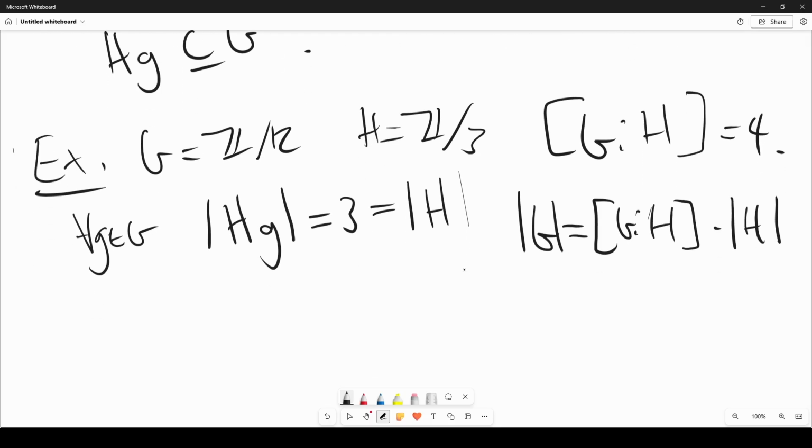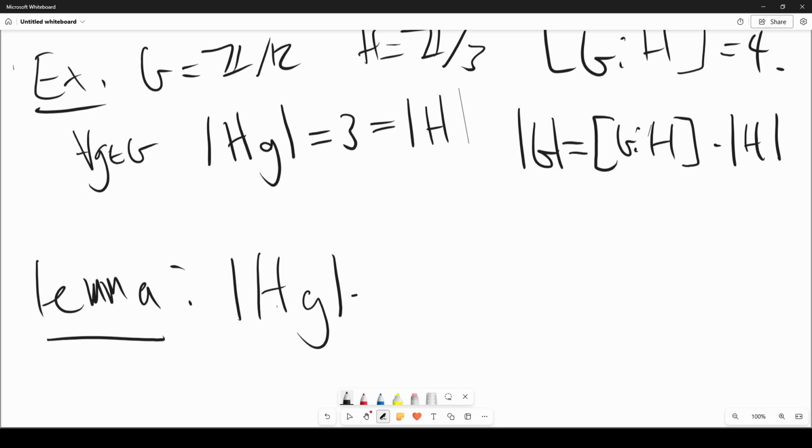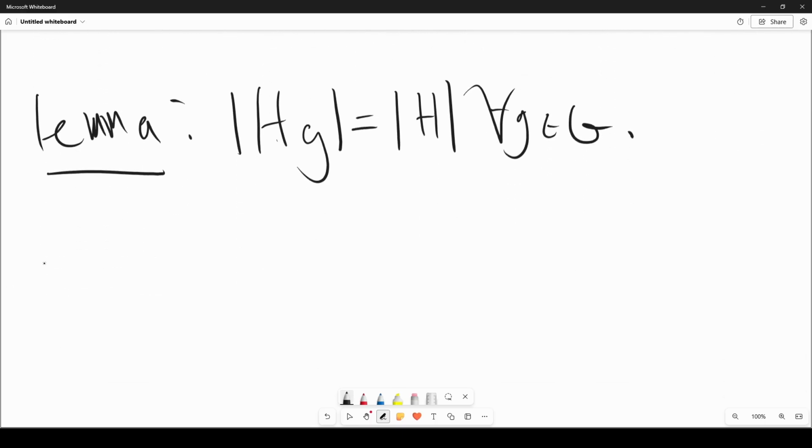This is a good observation. Let's see if it's true in general. So let's prove a quick lemma first, which is that the size of the right coset is the same as the size of the subgroup. Proof.